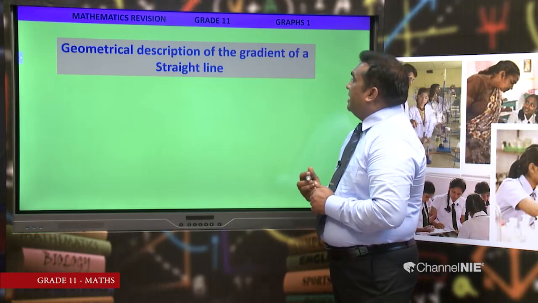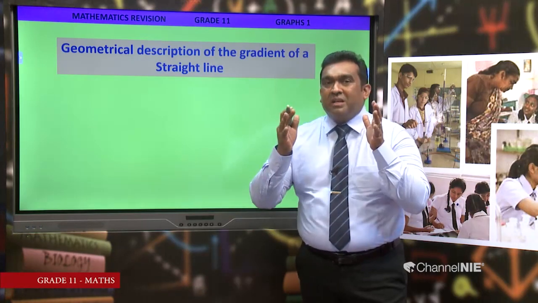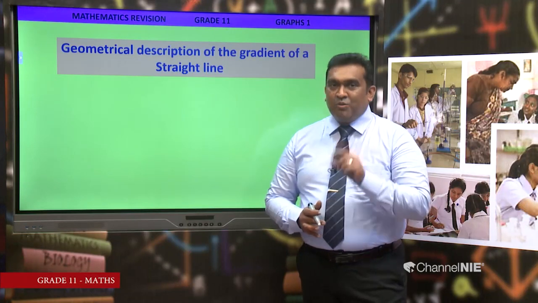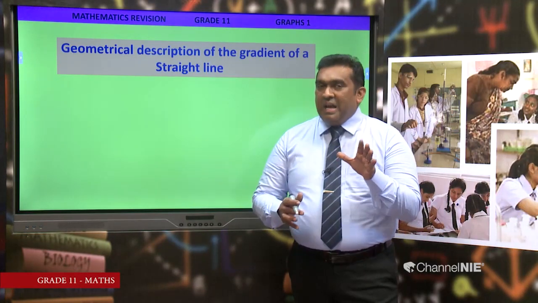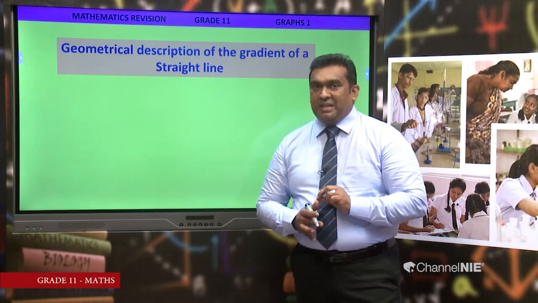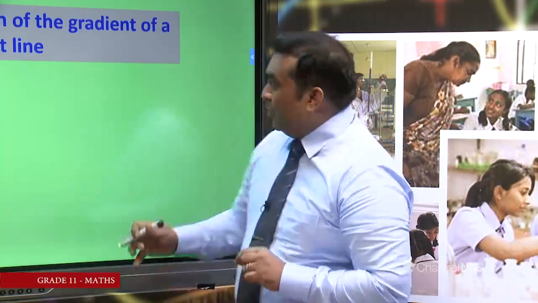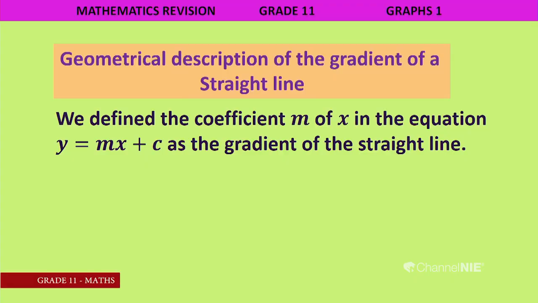Geometrical description of the gradient of a straight line. How to represent the gradient geometrically. Geometrical interpretation of the gradient. How to do it? Using the Cartesian plane and two distinct points, we can find two positions. If you consider the first point as x1, y1 and the second point as x2, y2, we define the coefficient m of x in the equation y equals mx plus c as the gradient of the straight line. This is what we want to interpret here, right?